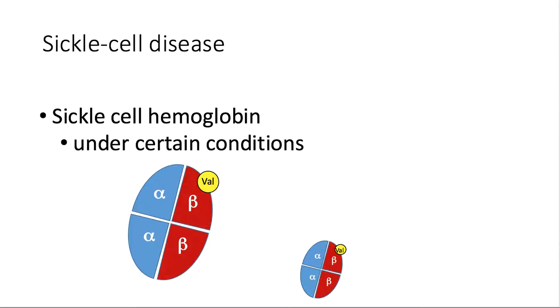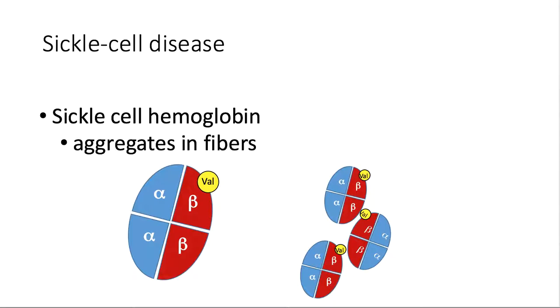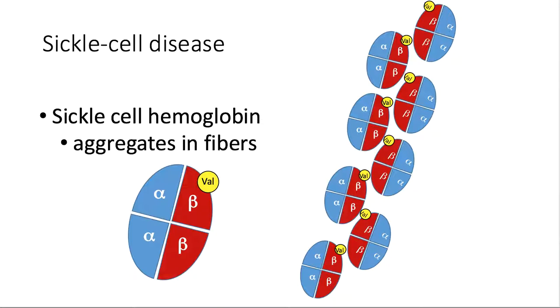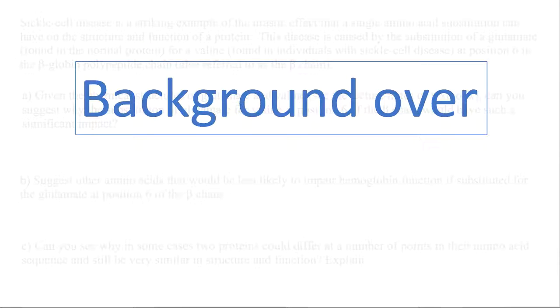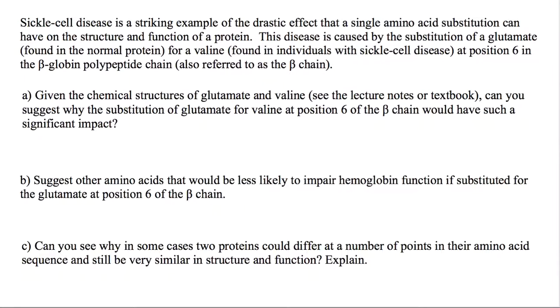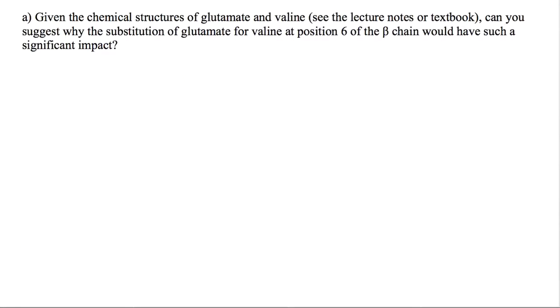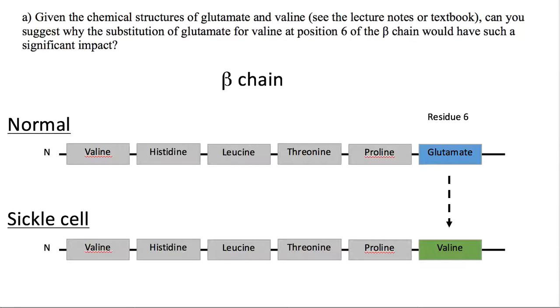Under certain low oxygen conditions, the sickle cell variant of hemoglobin can aggregate into fibers, causing the red blood cells to take on a sickle morphology and leading to sickle cell disease. Now let's come back from background info to the original problem. Starting with part A and using what you've learned from lecture about different amino acids and their R groups, how can we explain why changing glutamate to valine might affect hemoglobin structure and function in this way?